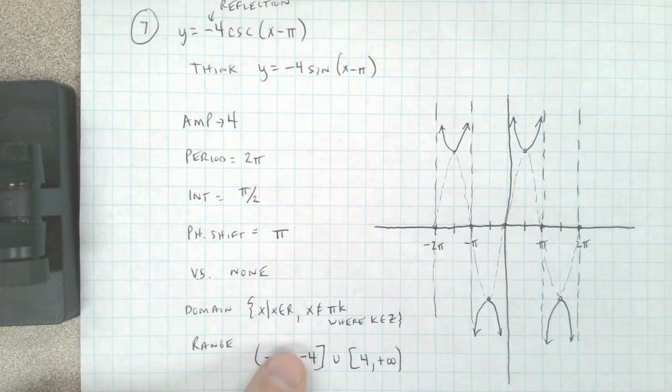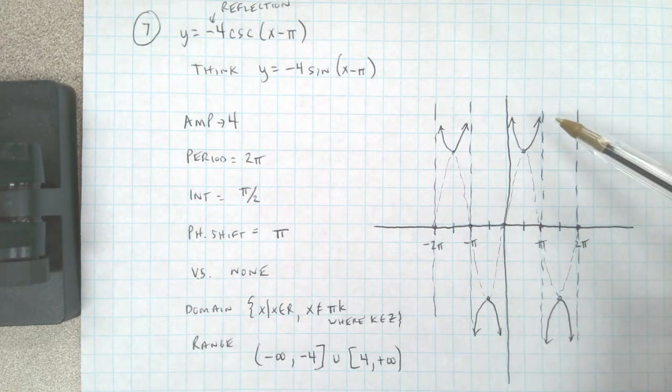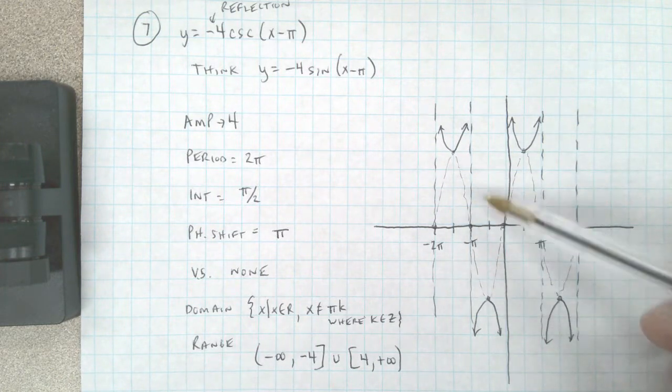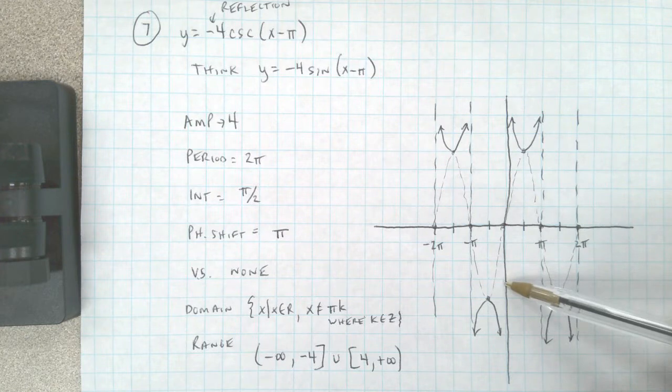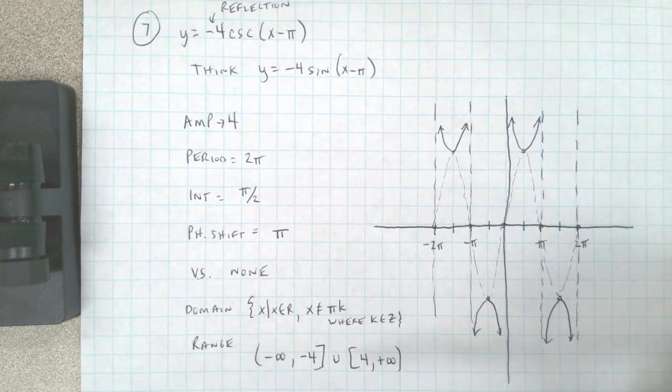There's no vertical shift. The domain on this one, we're going from our asymptotes being at negative 2 pi, the y-axis, pi and 2 pi. So it's x is not equal to pi times k.